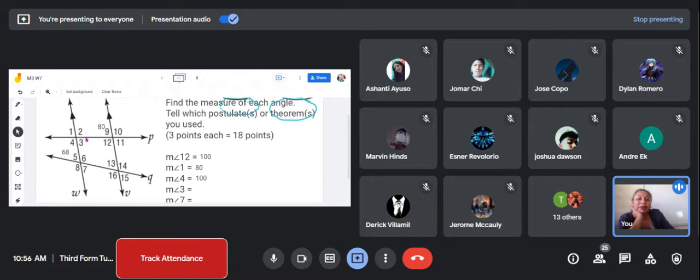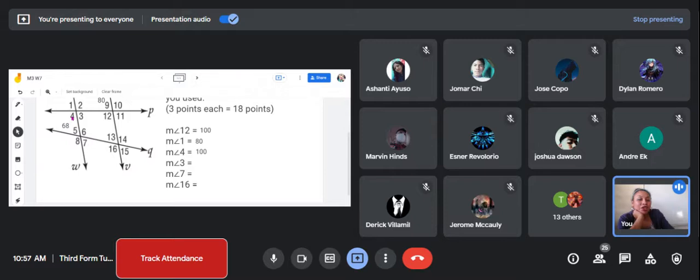What is going to be the magnitude of angle 3? 100. Are you sure? If number 4 is 100, what is going to be number 3? 80, miss. 80. Very good. 80.